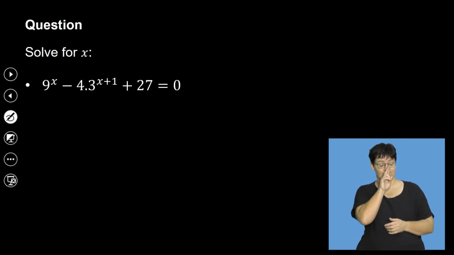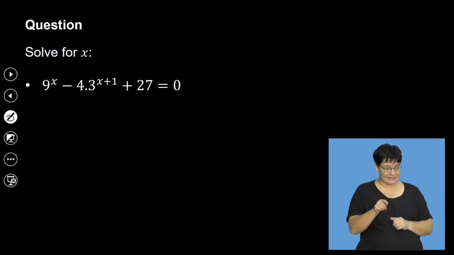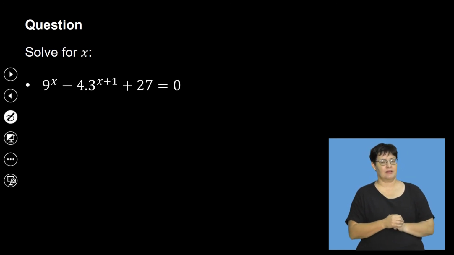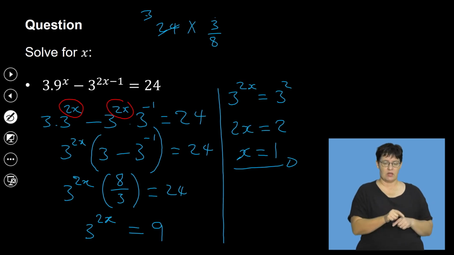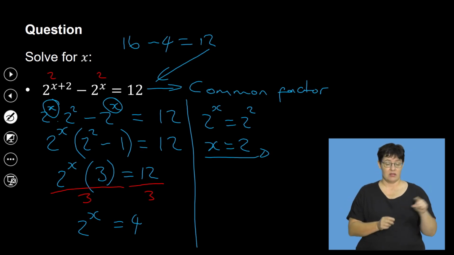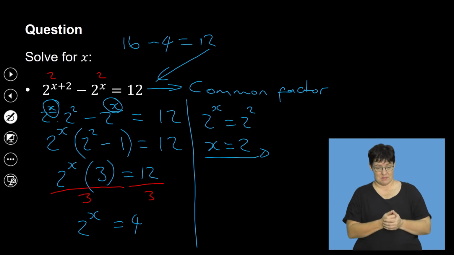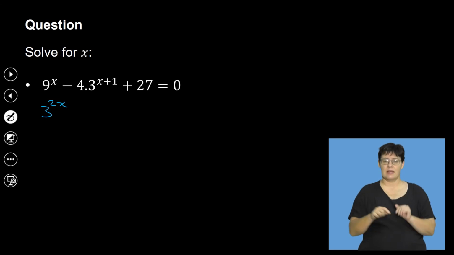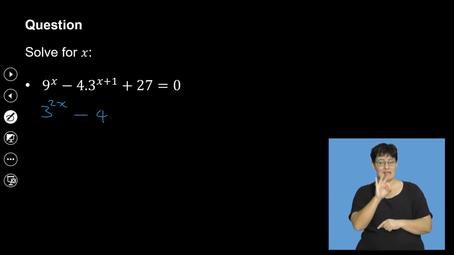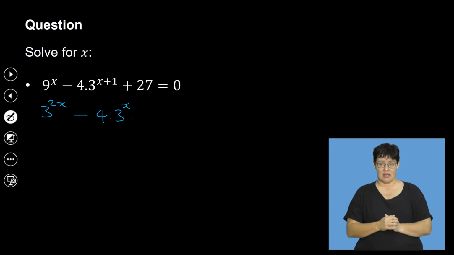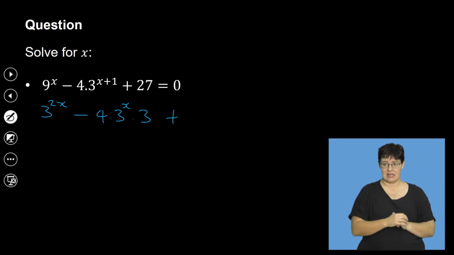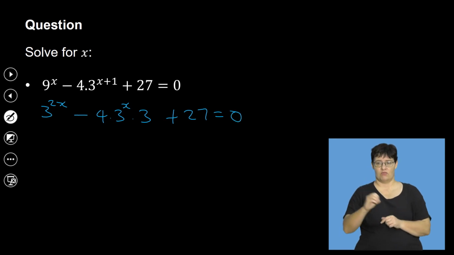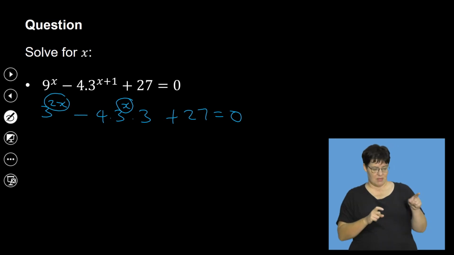Now, let's look at this one now. With this one, there's a different thing that is happening here, right? So let me quickly show you the first two that we did. My exponent was the same as the other exponent in terms of the variable. But now, if you look at this one, this will be 3 to the exponent of 2x minus 4 times 3 to the exponent of x times 3 plus 27 equal to 0. Already you can see that this is x and that is 2x. So one is twice the other.